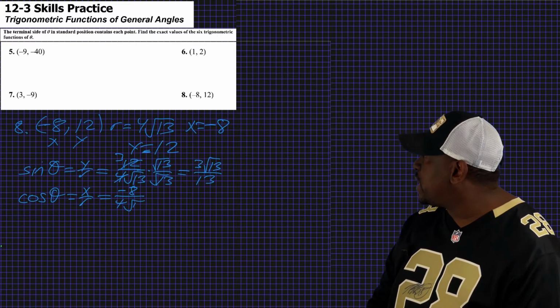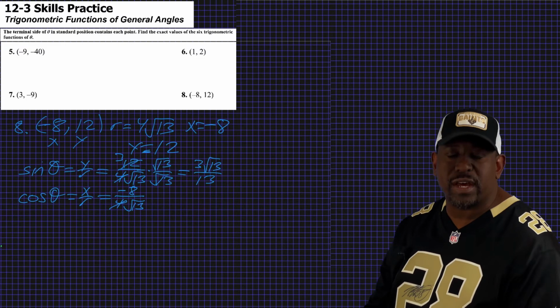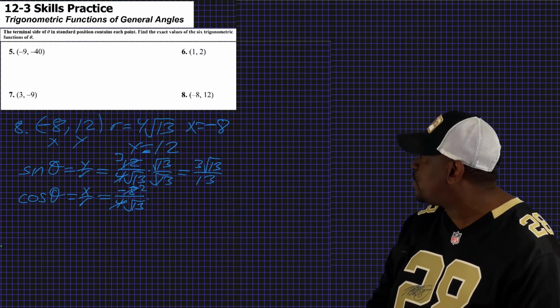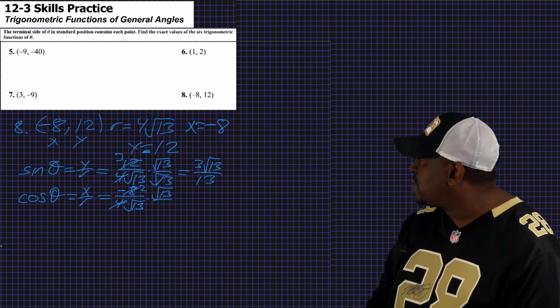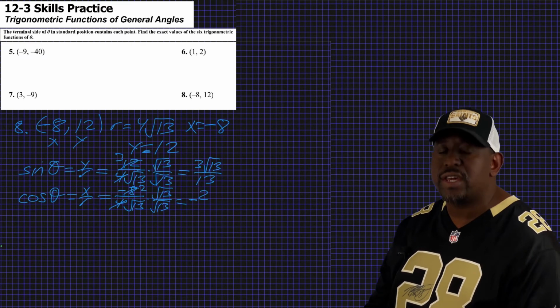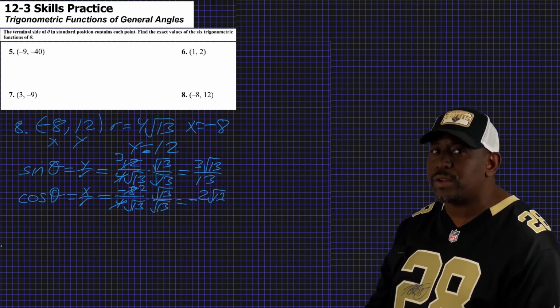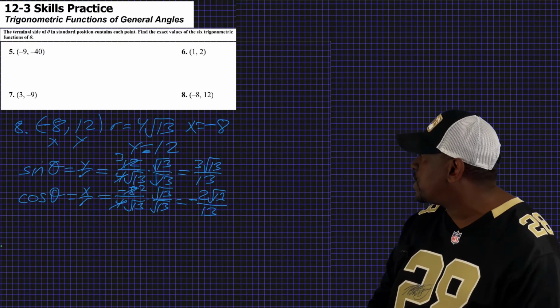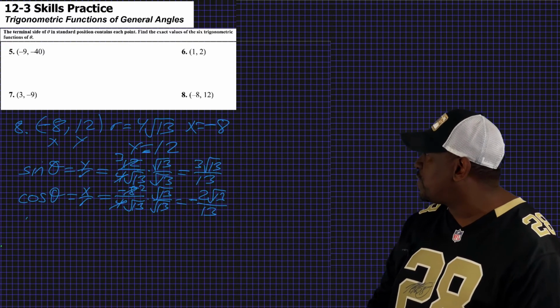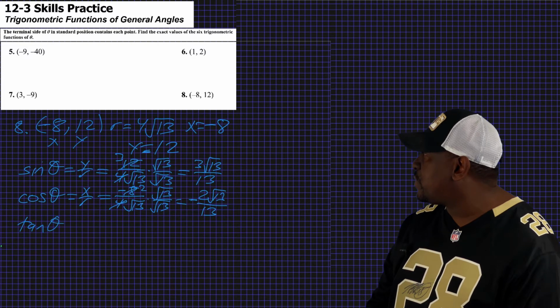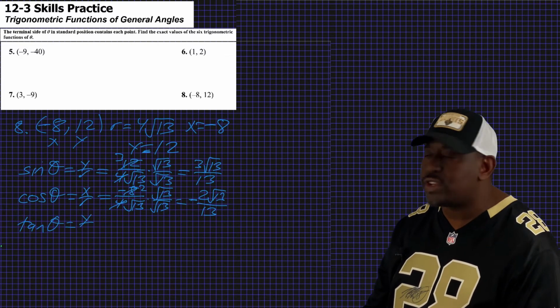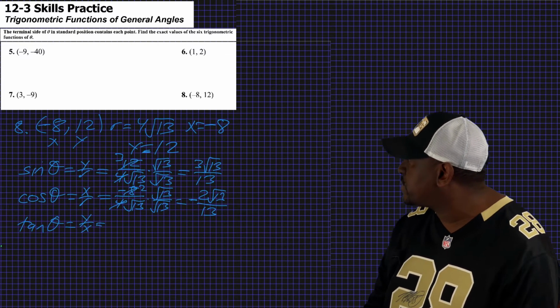And so we end up with 3 times the square root of 13 over 13. The next one, we have negative 8 over 4 times the square root of 13. We can factor 4 into negative 8 and 4 into 4, which gives us negative 2 over the square root of 13. We rationalize the denominator by multiplying both the numerator and denominator by the square root of 13. We're left with a simplified value of negative 2 times the square root of 13 over 13.